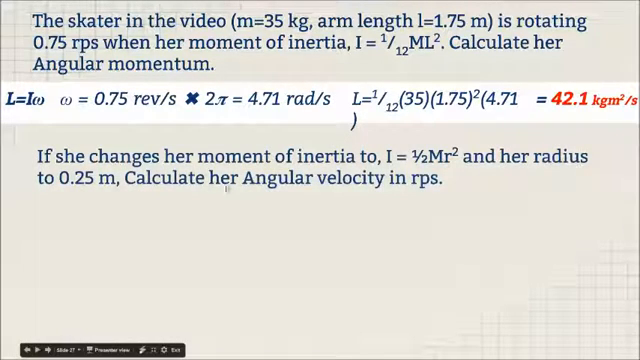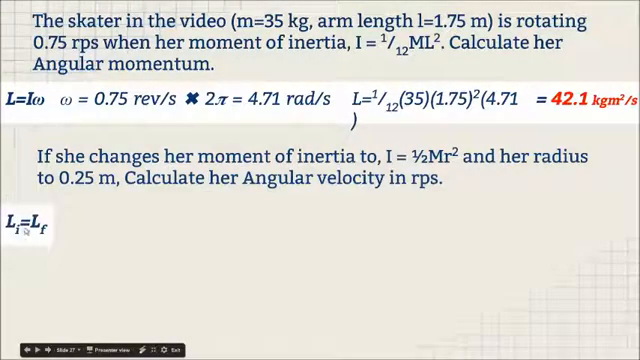Okay, so now she changes her moment of inertia to I equals 1/2 mr squared, which is the moment of inertia for a cylinder. So she's now just bringing her arms in, and her radius is 0.25 meters. We're going to calculate our angular velocity in revolutions per second.